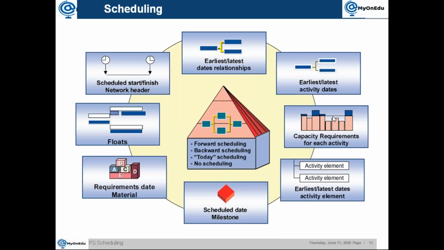Then during scheduling, the system will calculate your capacity and work requirement. Then it also decides the dates for the activity element if you have one. If you have a milestone attached, which we have not taken yet, that also gets decided during scheduling. And if you have a material attached to it, it also decides the requirement date of the material. Then similarly float. We'll explain what float is.